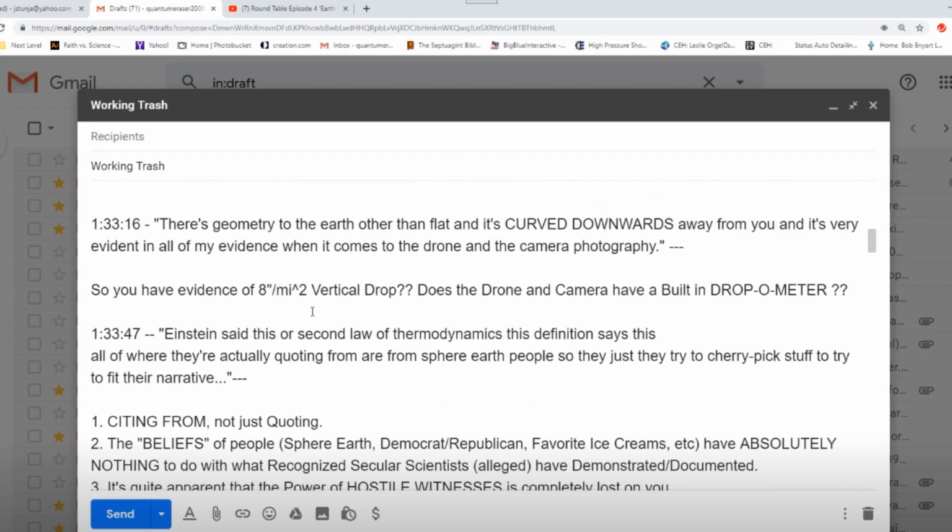133.16. There's geometry to the Earth other than flat, and it's curved downwards away from you, and it's very evident in all of my evidence when it comes to the drone and camera photography. So you have evidence of 8 inches per mile squared vertical drop. Does the drone and camera have a built-in dropometer, Timmy? I mean, you're just making a declaration here. There's nothing here. There's no substance whatsoever. You're like a priest.